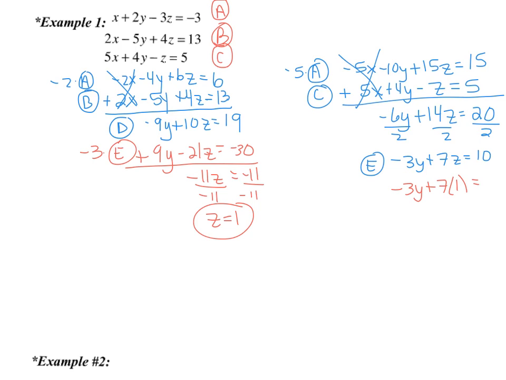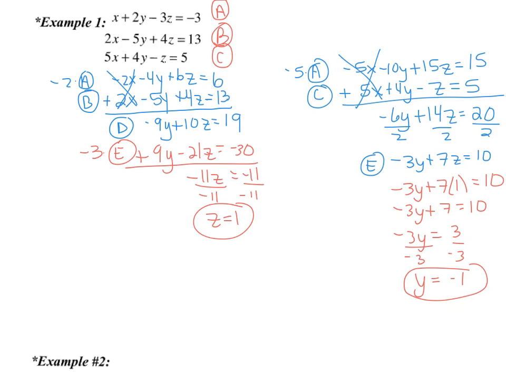So I'm replacing z with its value, which is positive 1. So I have negative 3y plus 7 equals 10. So negative 3y equals 3. When I subtract the 7 from both sides, I'll divide by negative 3 and see that y equals negative 1. And then I'm going to take these two values and head all the way back to the beginning.